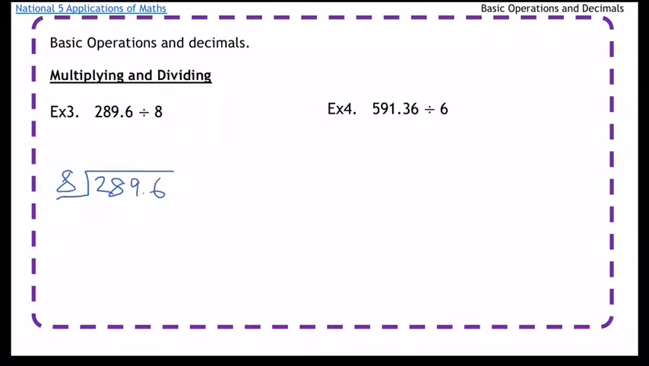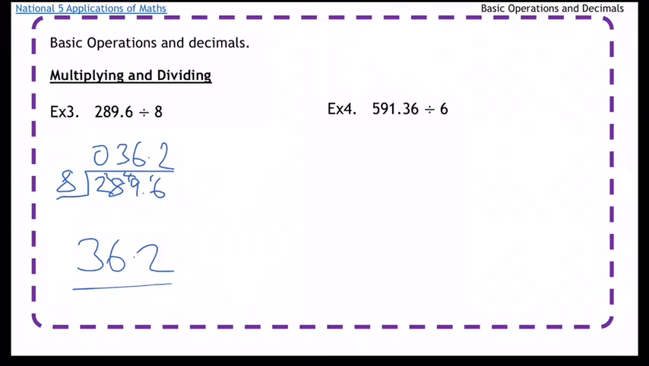So 8 into 2 doesn't go. 8 into 28 goes 3 times with the remainder 4. 8 into 49 goes 6 times with remainder 1. 8 into 16 goes twice. So it's 36.2 is your answer.